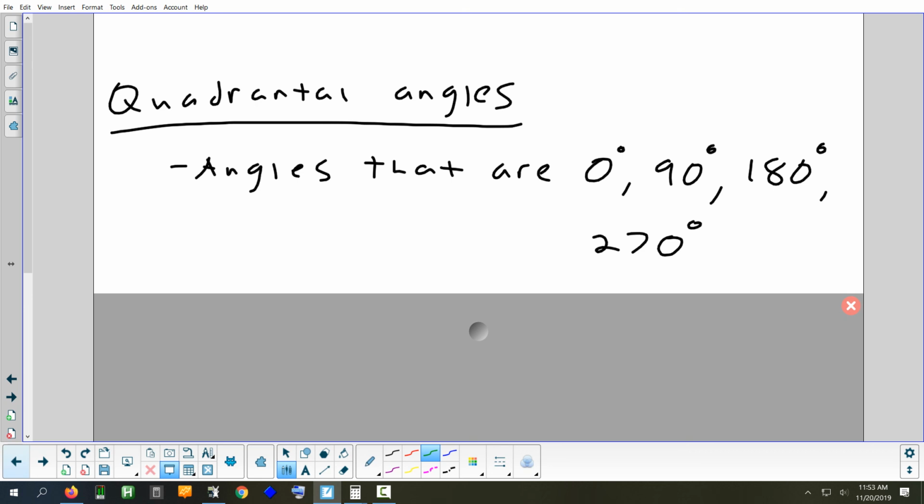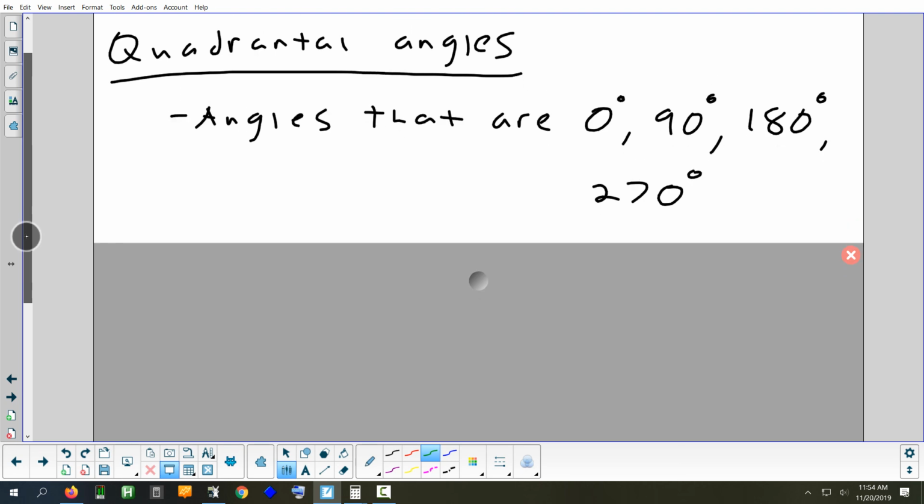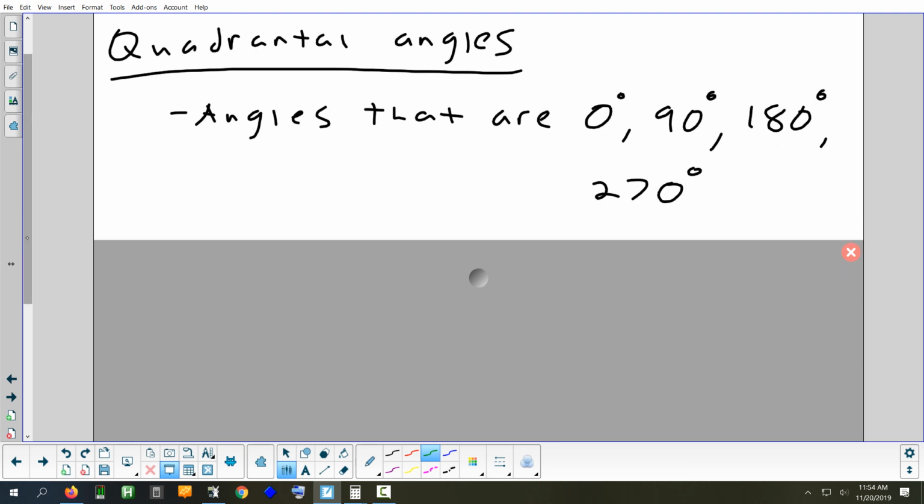Quadrantal angles, that's just a special name that they call 0, 90, 180, and 270. I'm not sure if I ever mentioned that. But those are called quadrantal angles because they are angles that are right on the axes. And the axes divide things into quadrants. So if you see that term in the book, it means it's one of those 4 numbers. I think it comes up in the homework. They use that term.